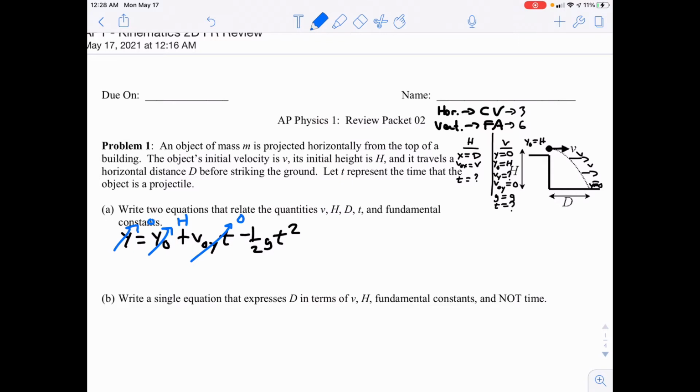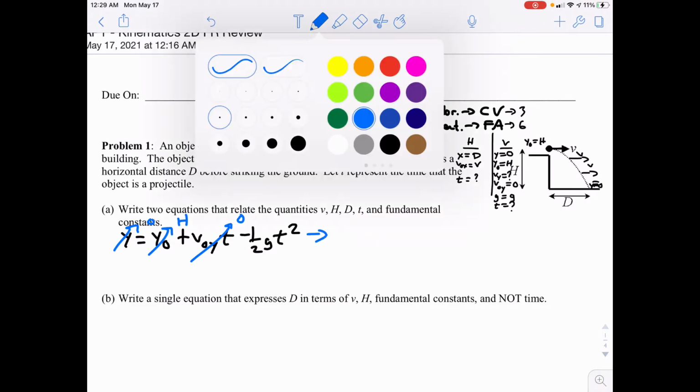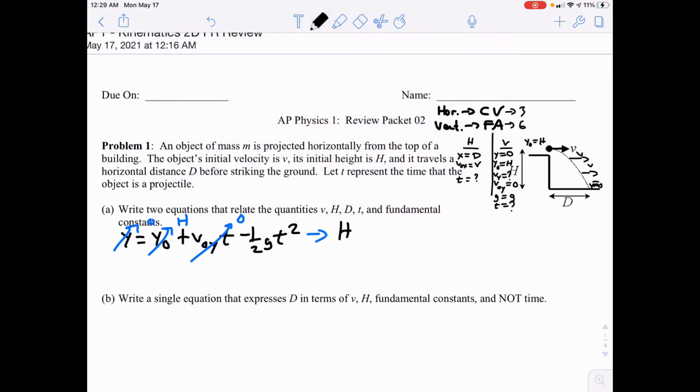So if I take all of this and I move it over to the side here, I end up with h equals 1/2 g t squared. Similarly, my second equation would be x is equal to v naught x times t, where x is distance d, and v naught x is v. So this really gets written as d is equal to vt.